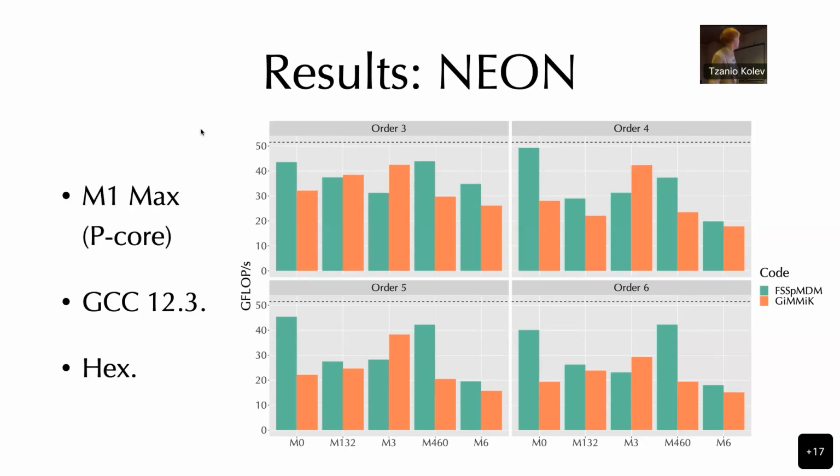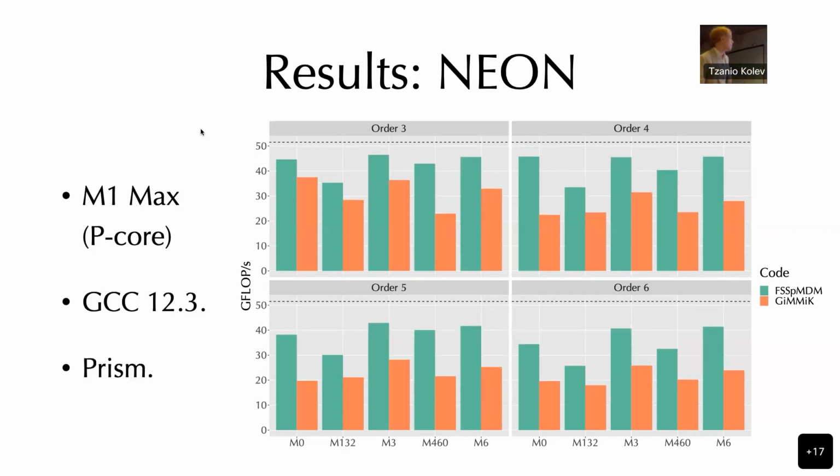So that's hexes M1, and again, you can see here that we're getting a nice lead, but M3 is still giving us problems as it did on Intel. But something like M0, which you actually end up applying quite a few times, we're getting a good win. And on prisms, you can see here on the M1 Max, we are doing much better than GiMMiK, often by a factor of 2. And again, we're getting in striking distance of machine peak for a sparse operator.